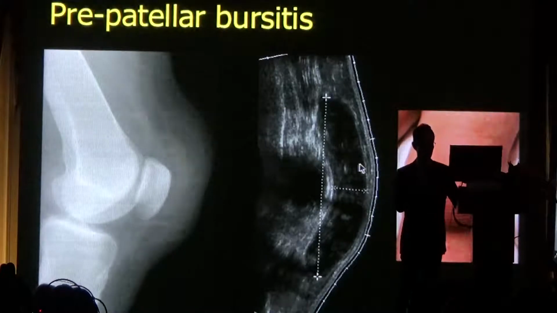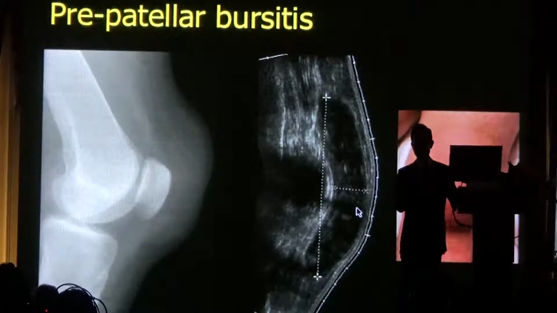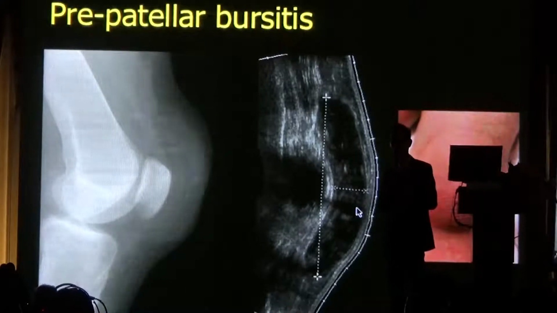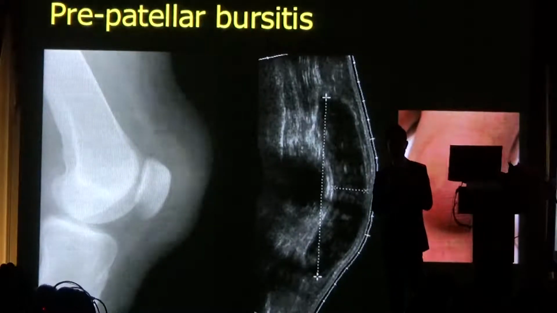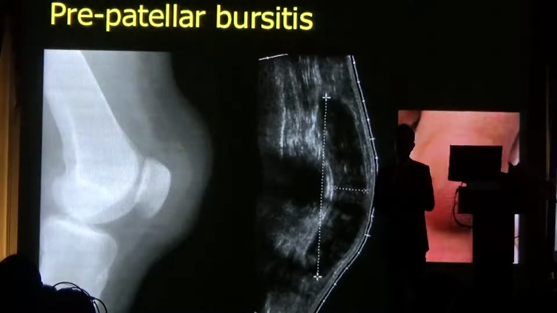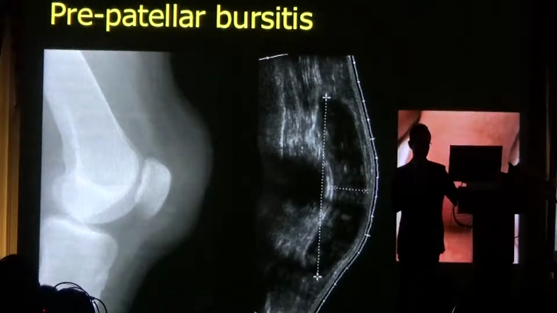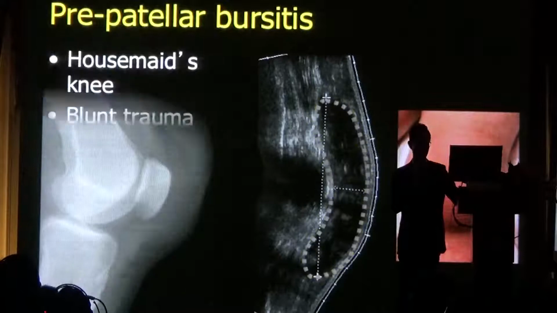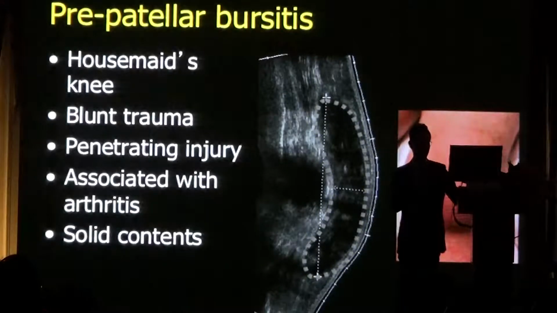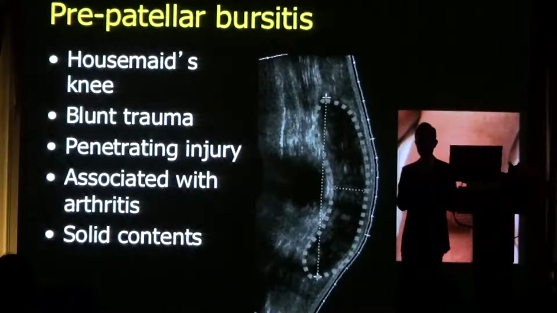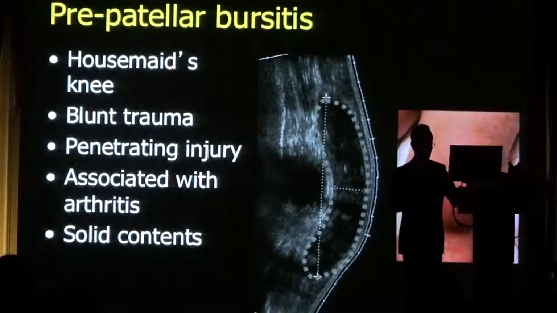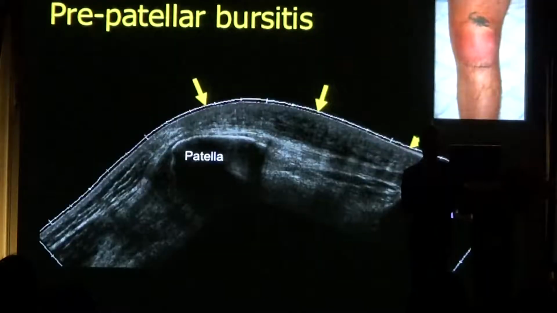And you can see that there are internal echoes within the area of bursitis, so it's a thickened bursa rather than one that is distended with fluid. So usually there is no fluid to aspirate. And there may be penetrating injury or blunt trauma. It can be associated with inflammatory conditions such as rheumatoid arthritis.